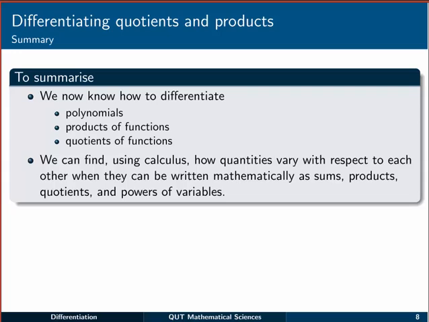So to summarize, we now know from a previous video how to differentiate polynomials, and from this video how to differentiate products of functions and quotients of functions. So we can find, using calculus, how quantities vary with respect to each other when they can be written as sums, products, quotients, and powers of variables, or any combination of those given by a constant multiple or a sum or difference. And that's it for this video. In another video we're going to be looking at how to differentiate functions of functions, and also look at some other different functions that we haven't looked at yet, like the trig functions and exponentials.